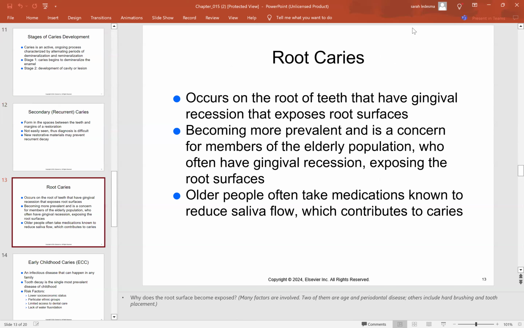Root caries is going to occur on the root of teeth that may be visible with gingival recession. This is becoming more prevalent and is a concern for members of the elderly population who often have gingival recession, which would expose that root surface. Older people often take medications that are known to reduce saliva flow. So these can be medications for blood pressure or maybe anxiety. Sometimes allergy medication can reduce saliva flow, and this can contribute to caries.